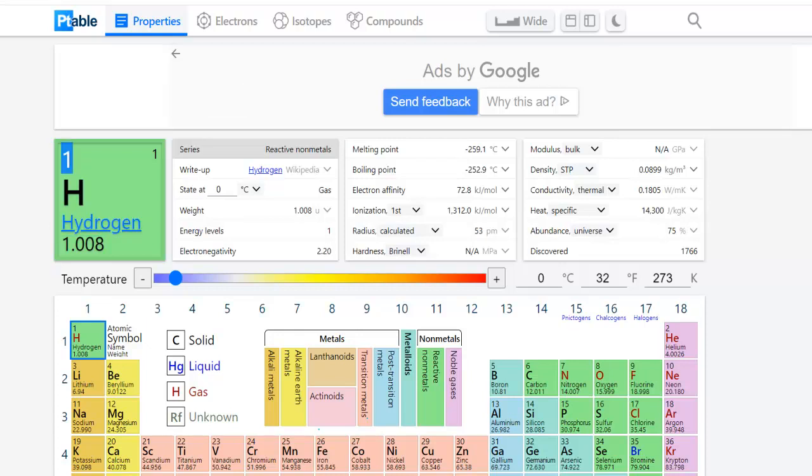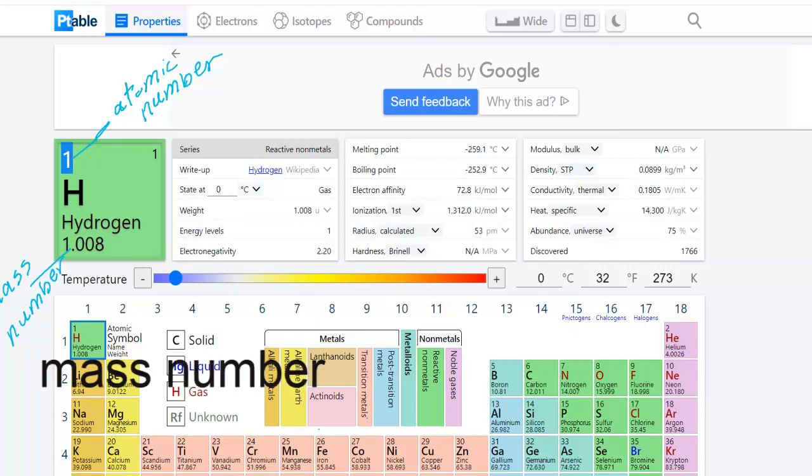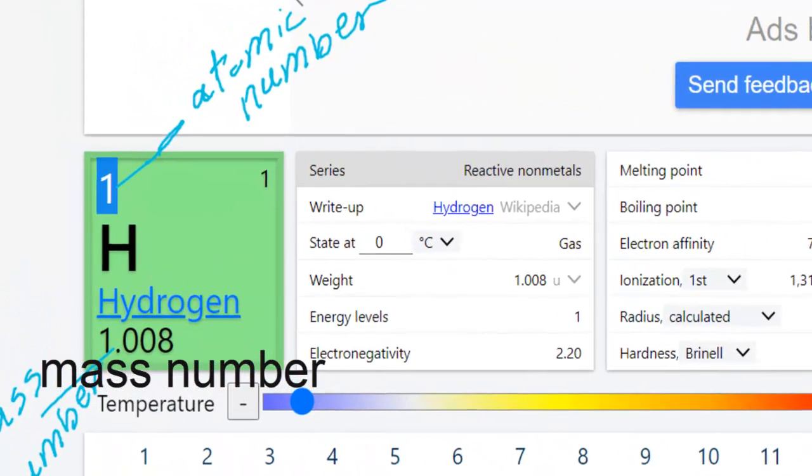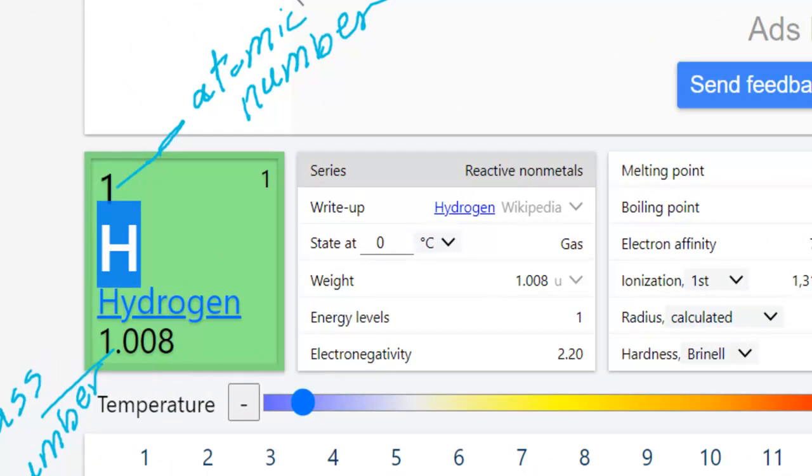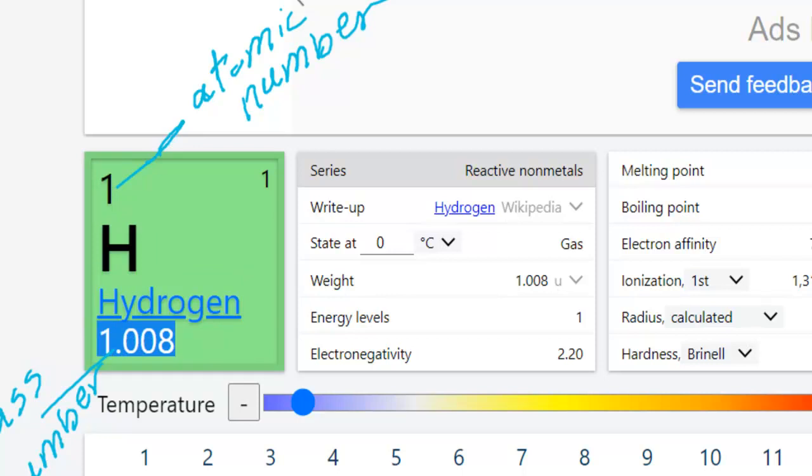So what's this number and what is this number? This number here is the atomic number. The number here is the mass number. The letter here is the symbol of the element, and this is the name, hydrogen. So what is an atomic number and what is the mass number?